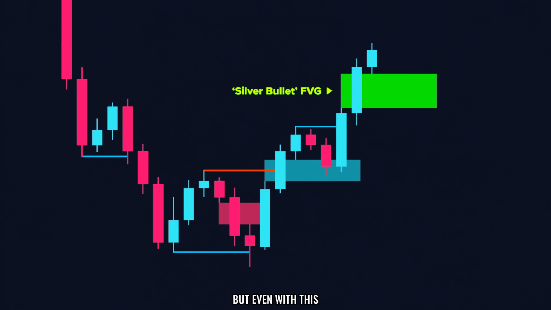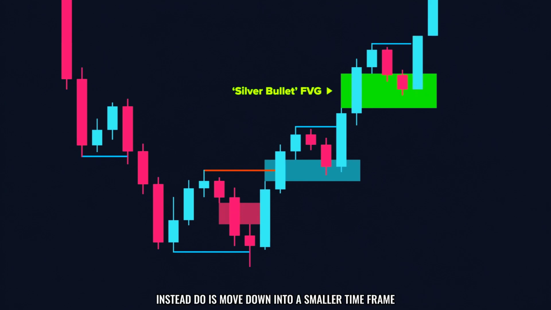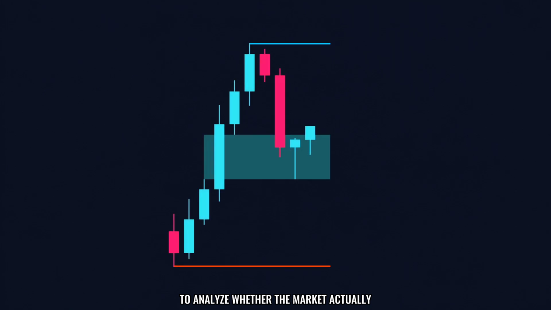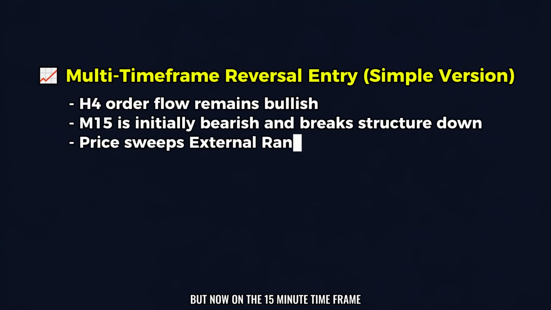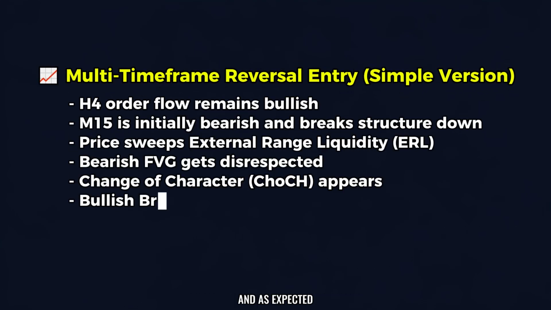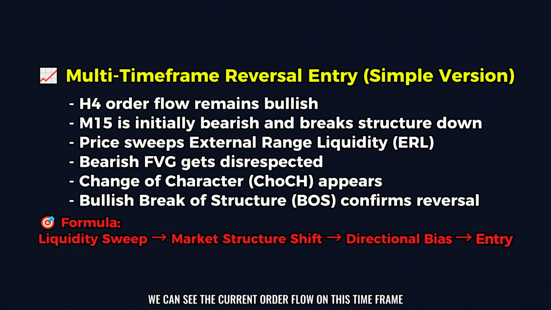But even with this, we shouldn't just blindly take a trade if the price draws into it. What we should instead do is move down into a smaller time frame to analyze whether the market actually respects this 4-hour fair value gap, FVG. So here we are looking at the same chart, but now on the 15-minute time frame. And as expected, we can see the current order flow on this time frame is bearish, which we can confirm with this break of structure.